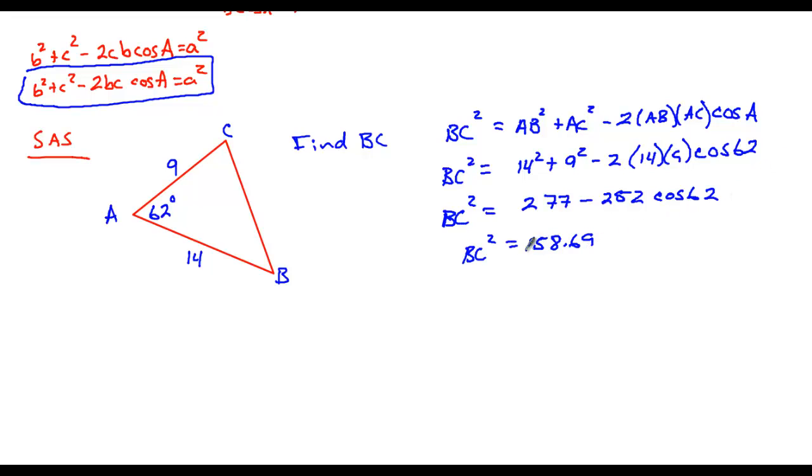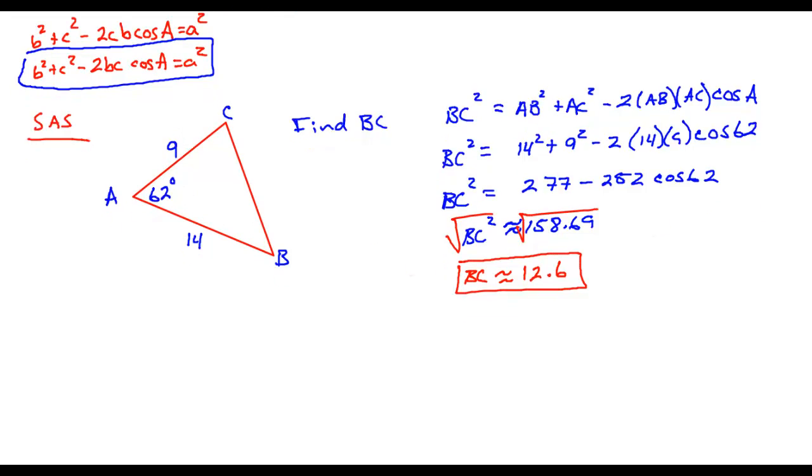Now, that's an approximate estimate, and we're going to approximate it even more because we're going to take the square root of both sides, and that'll tell us what BC by itself is approximately equal to. And when you square root 158.69, you find that it is very close to 12.6. So that's how the law of cosines will help you find the third side of a triangle when you already know a side angle side in that triangle.